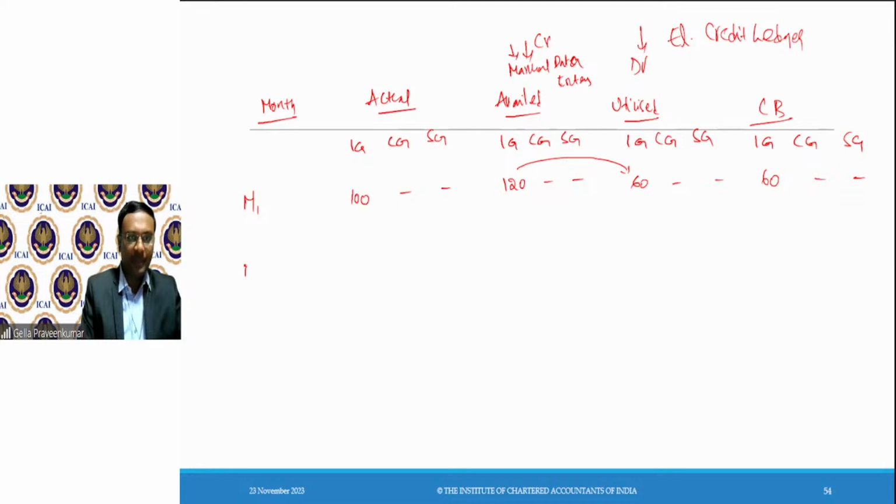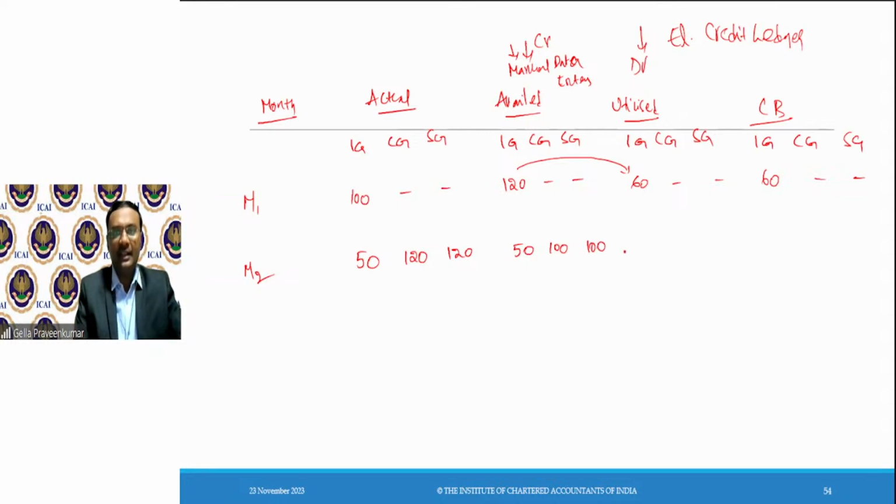So for month 2, my actual IGST is say 50 rupees, CGST is say 120, SGST is 120. While availing, I've availed IGST 50 rupees, and accounted CGST of 100 rupees, SGST 100 rupees. And for utilization, I have utilized 60 rupees of opening balance plus 50 rupees of current month. 60 plus 50, 110 has been exhausted. From CGST, 50 rupees was exhausted. From SGST, 50 rupees is exhausted.